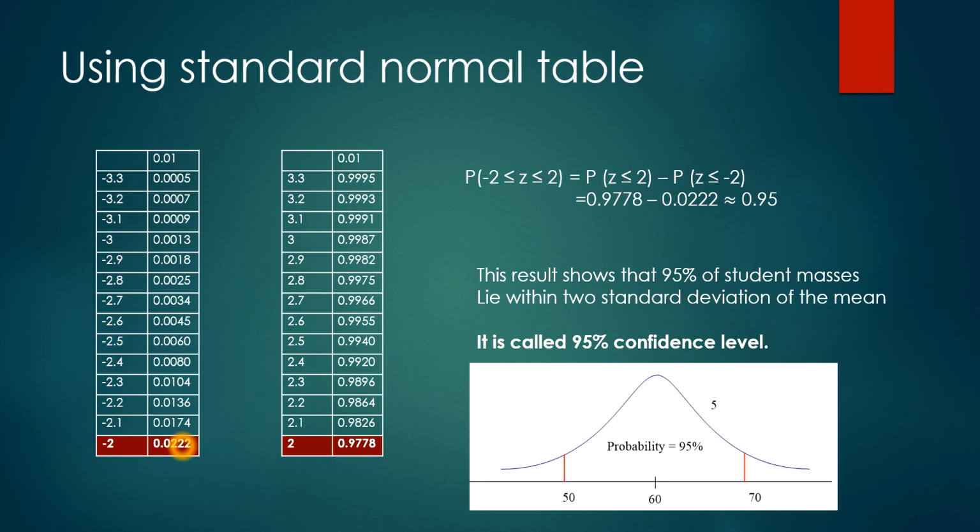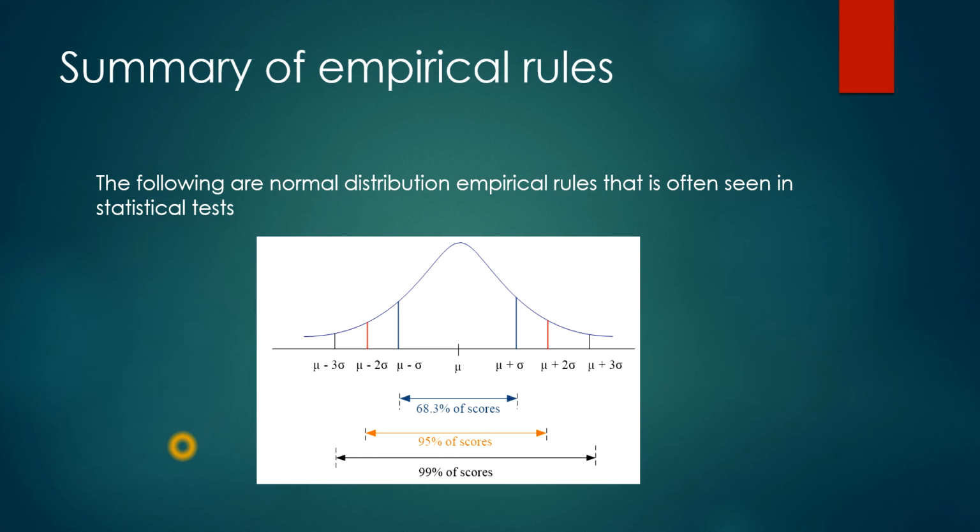So this result shows that because we wanted to find the probability corresponding to two standard deviations on either side of the mean, that probability is going to be 95%. This is called the 95% confidence level or the 95% empirical rule. That's where it came from. 95% came from two standard deviations on either side of the mean when you have normally distributed observations. We have the other two empirical rules, 68% and 99%, as you can see here.